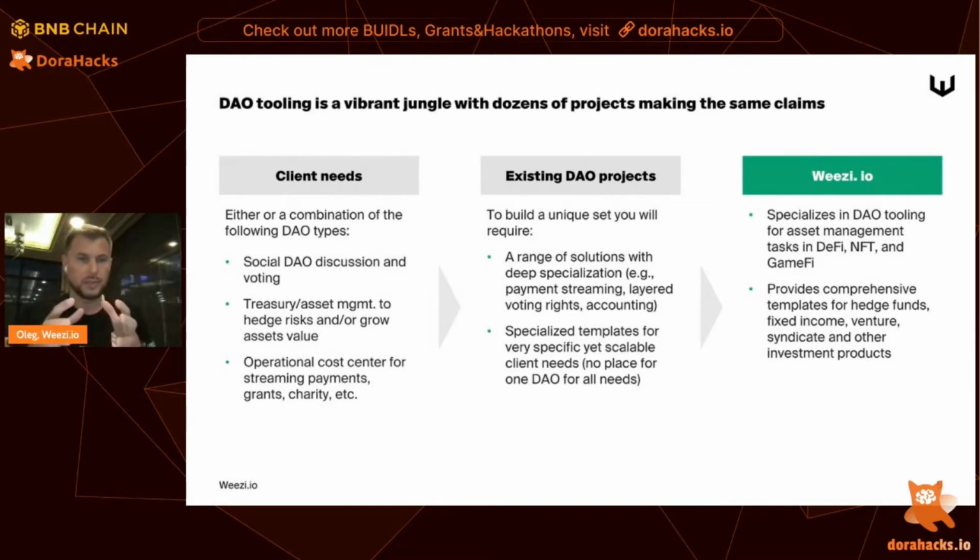So with that, it means that once you start combining a specific DAO for specific needs of this organization, you end up having a very large variety of tool sets. And each of them needing very specific specialization, right? Like payments, for example, so streaming payments, or layered voting rights, accounting, and so on. And that leads you to the understanding that there is no possibility to get one DAO tooling for all. It's just impossible to do. So that's why specialization is coming in this sphere.